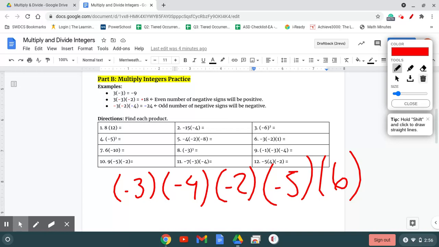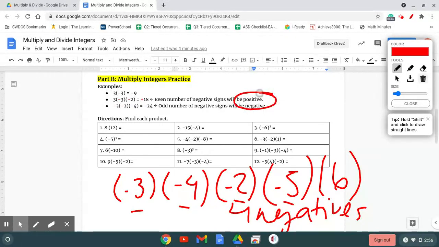Okay, hopefully you said positive, because if we count, we have 1, 2, 3, 4 negatives, and 4 negatives is an even number, so that means it's going to make it a positive. 4 negatives, an even number of negatives, make our answer a positive.